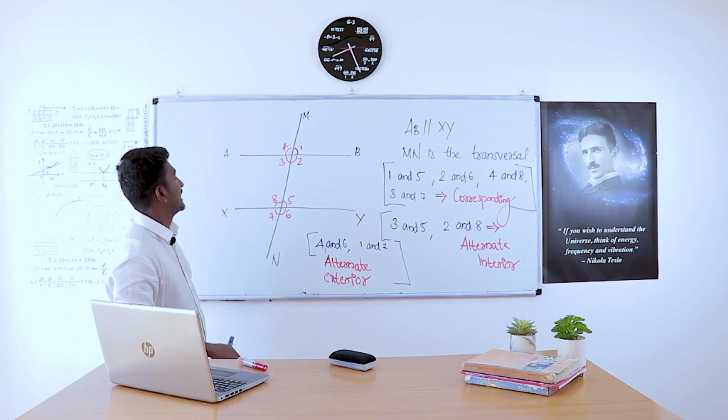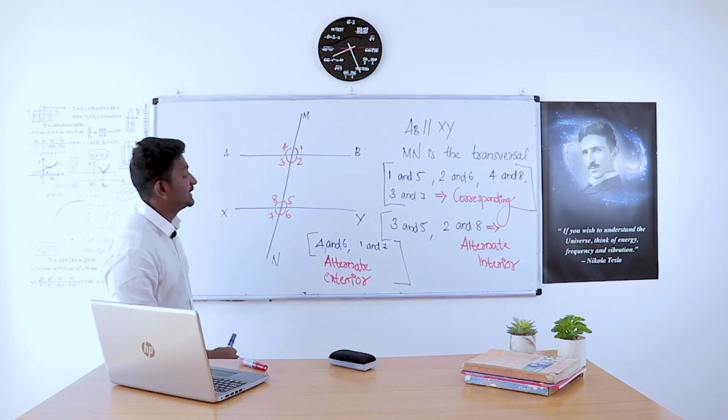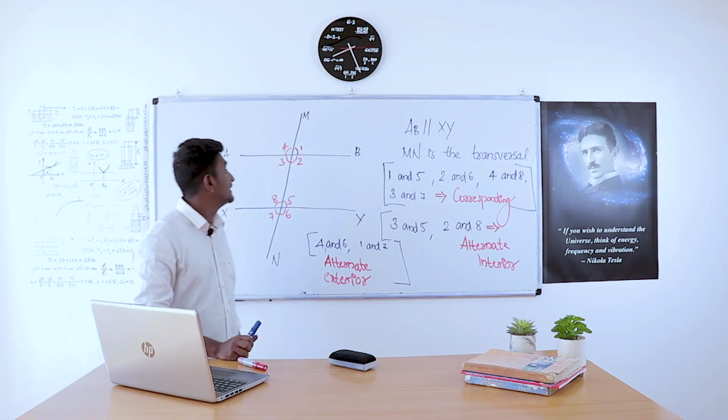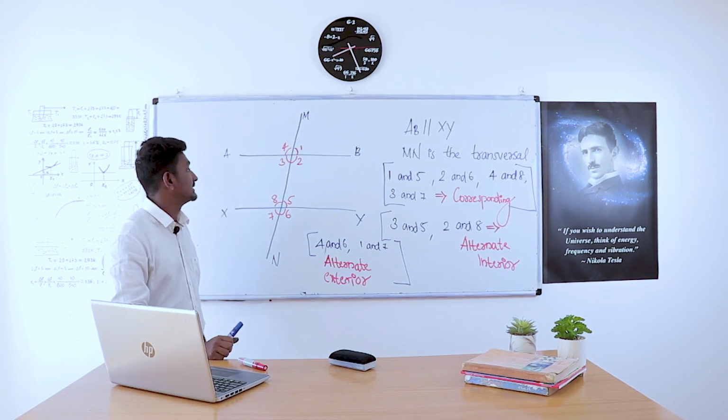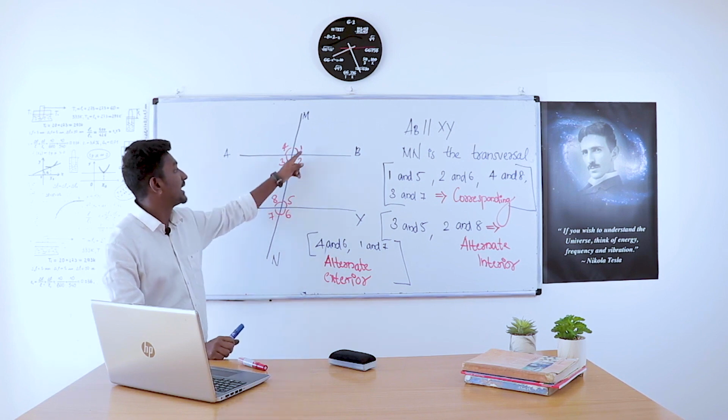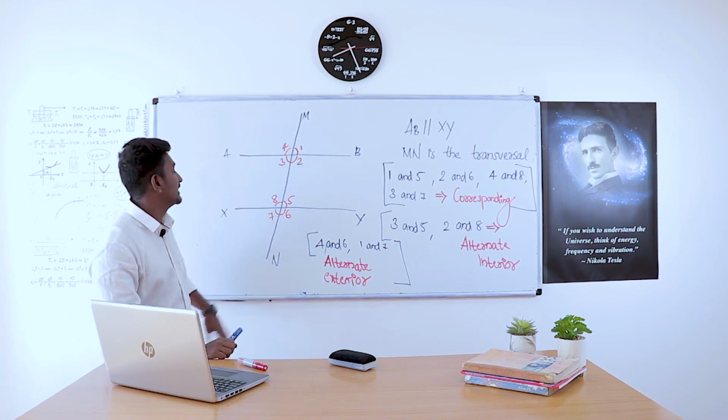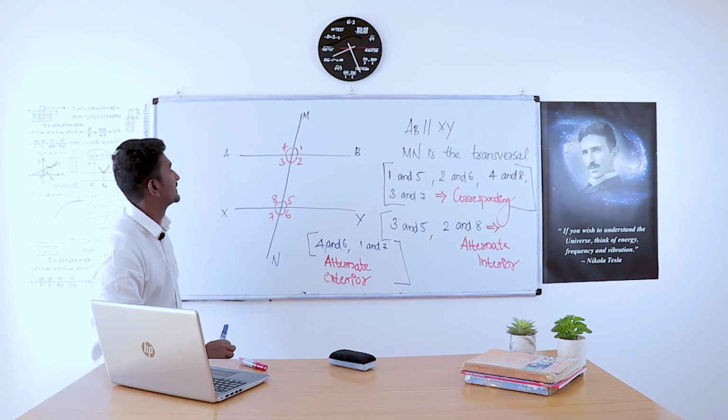AB and XY are two parallel lines. MN is the transversal intersecting AB and XY. When a transversal intersects parallel lines, 8 angles are formed. I mark these 8 angles as 1, 2, 3, 4, 5, 6, 7, 8.